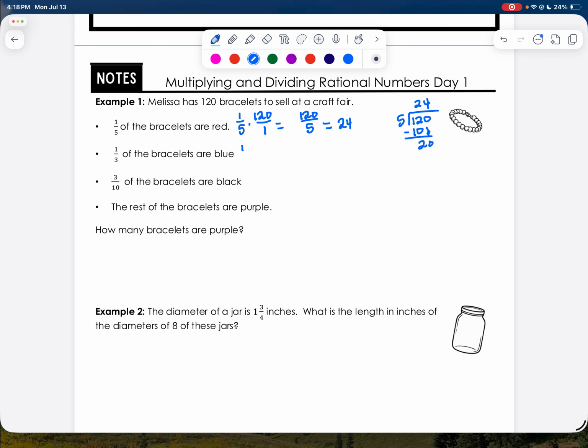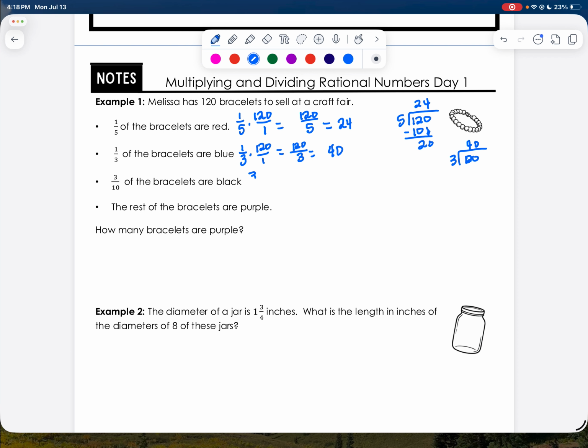All right, now I know that 1/3 of the bracelets are blue. So 1 times 120 is 120. 3 times 1 is 3. So I'm going to take 3 and divide it into 120. That would be 4. 3 goes into 0, 0. So there are 40 bracelets that are blue.